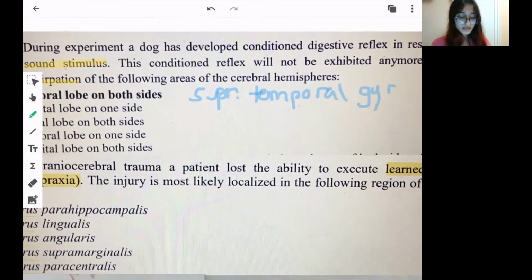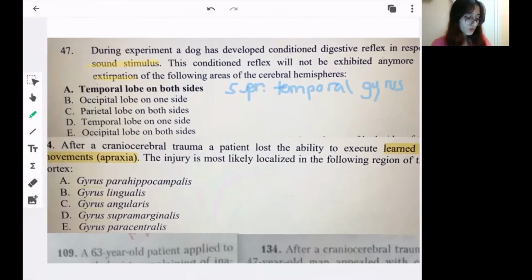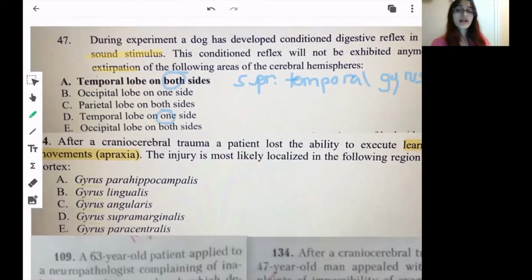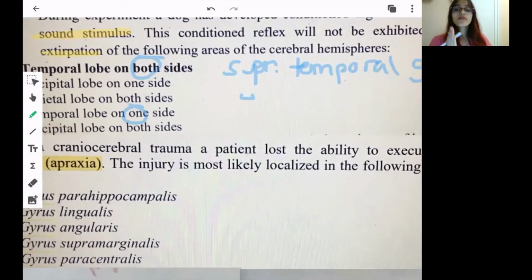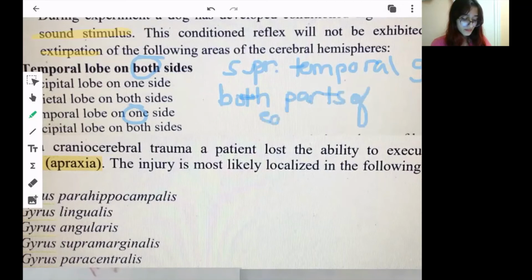And the superior temporal gyrus is present where in the temporal lobe? So why on both sides and not one side? I told you that normally the left part of your body controls the right part, or is receiving information from the right part of your body, but the temporal lobe receives information from both parts of the ear. So the left temporal lobe receives information from both the left and right ear.